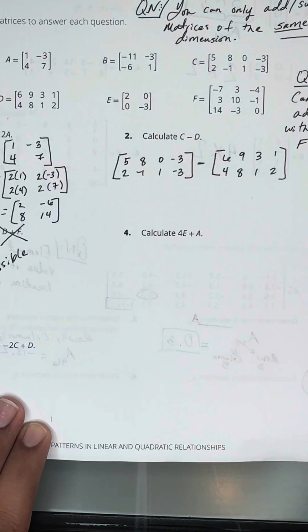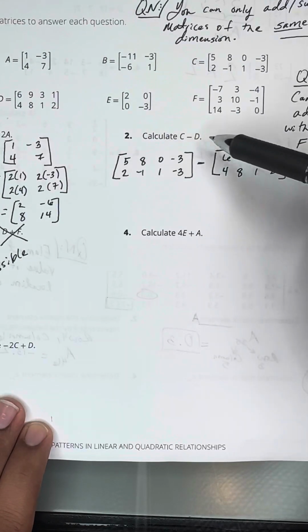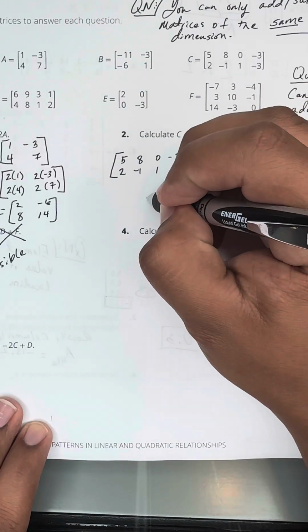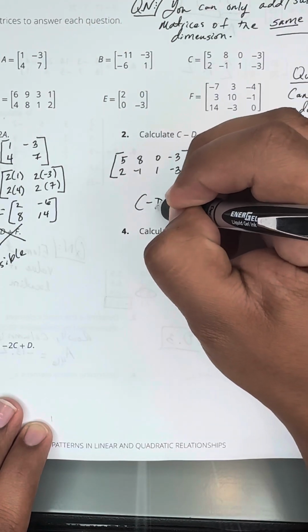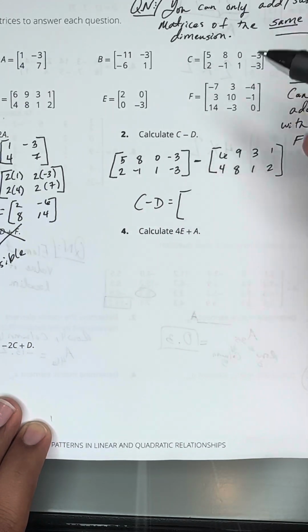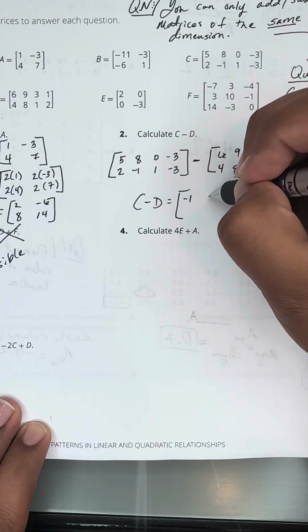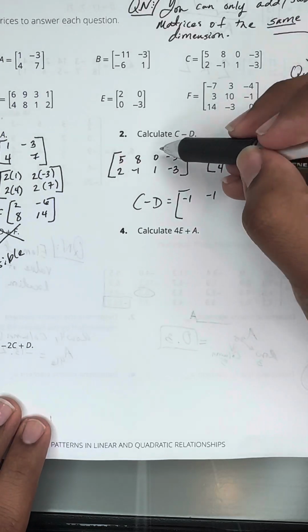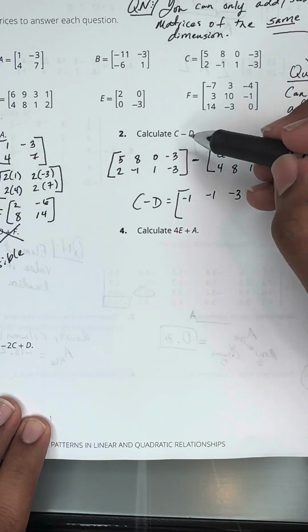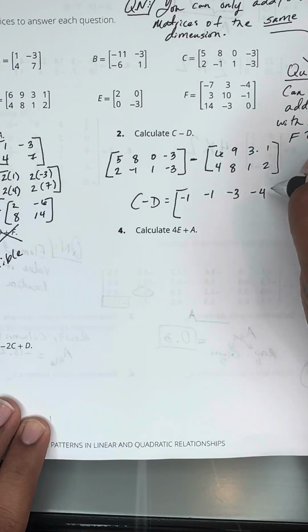Now I did want to make it look real nice, but there's not a lot of space here. So if you need a scratch sheet of paper to show what you're subtracting, I definitely recommend that. But I'm just going to give us our answer anyways. So C minus D equals the matrix of 5 minus 6 is negative 1. 5 minus 9 is another negative 1. 0 minus 3 is negative 3. Negative 3 minus 1 is negative 4. Be careful, there's a bunch of negatives.